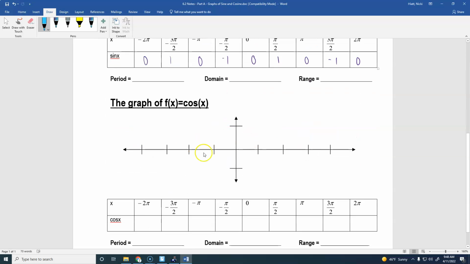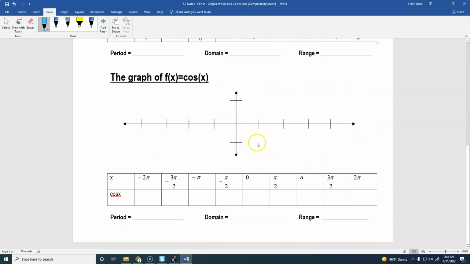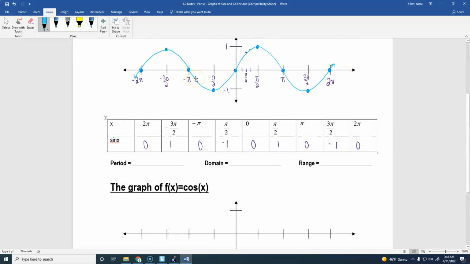So I want you guys to do cosine for me also. So same thing, but for, oh wait, hold on. Before we do cosine, let's talk about a few things for this. Let's talk about the period, the domain, and the range for sine.